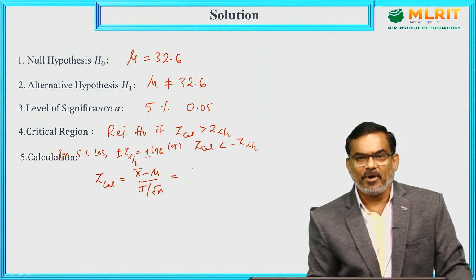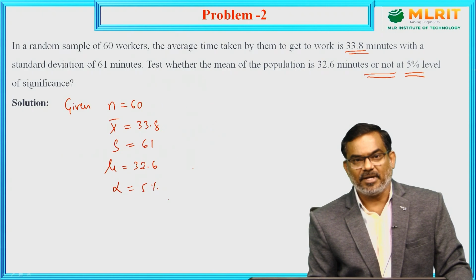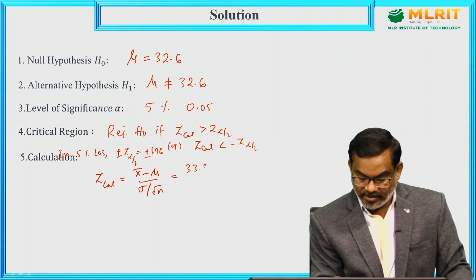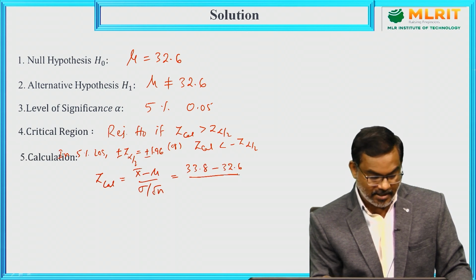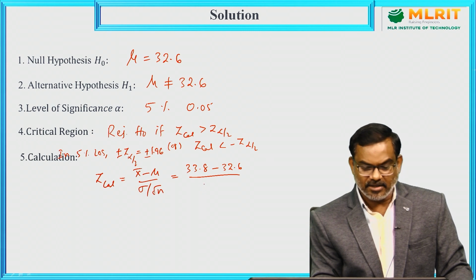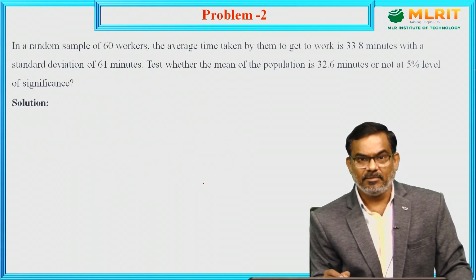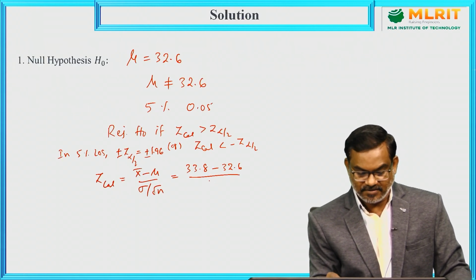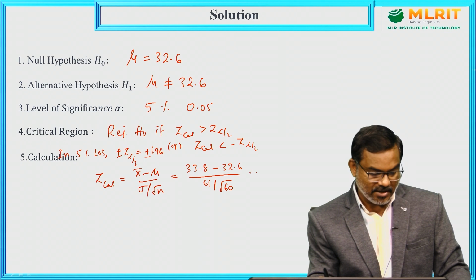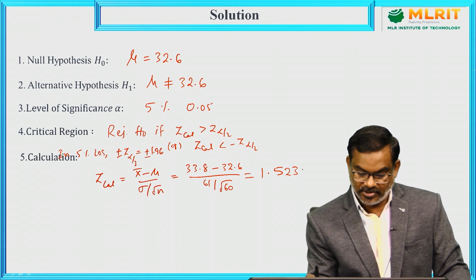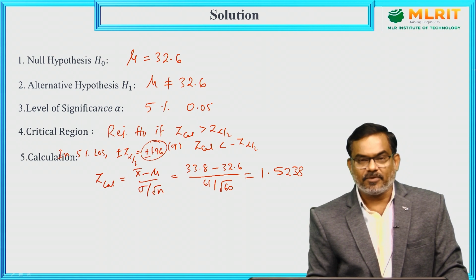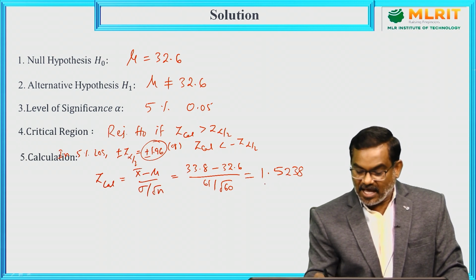So, x bar is the mean of the sample. Mean of the sample is given 33.8. So, 33.8 minus 32.6 by sigma. In place of sigma, S is given, so we can replace sigma by S, and by calculating this value we will get 1.5238. So, here the tabular value is plus or minus 1.96, and here the calculated value is positive.